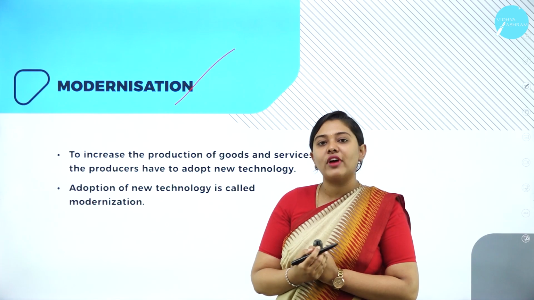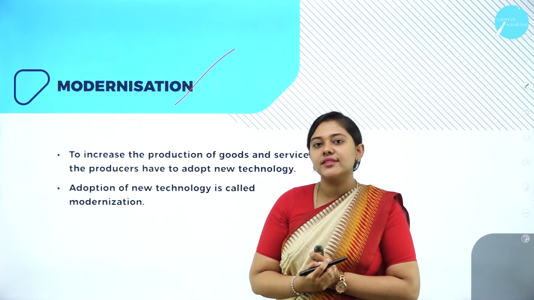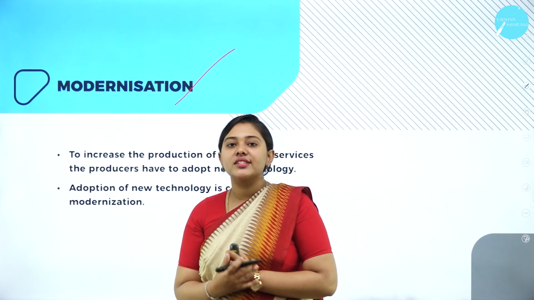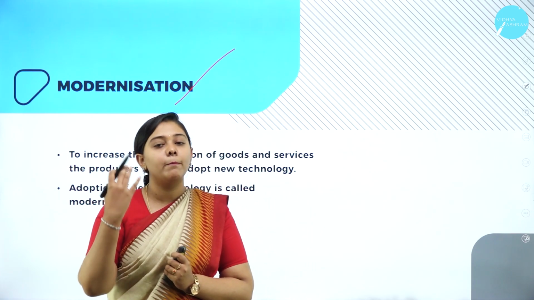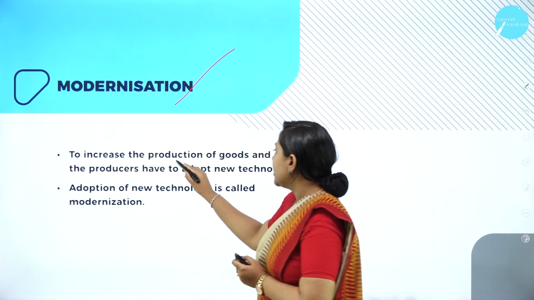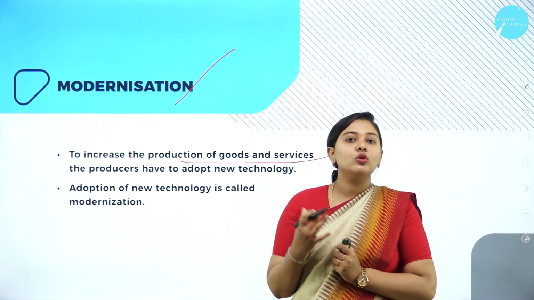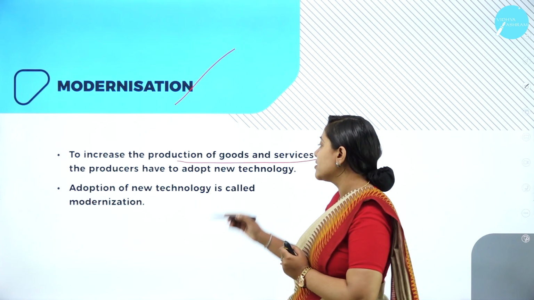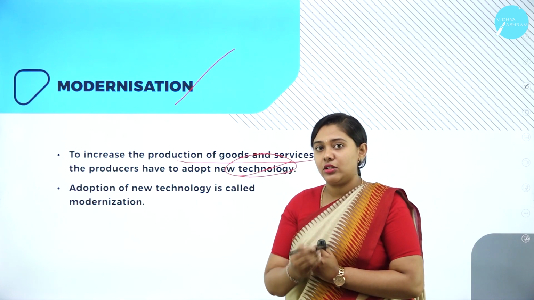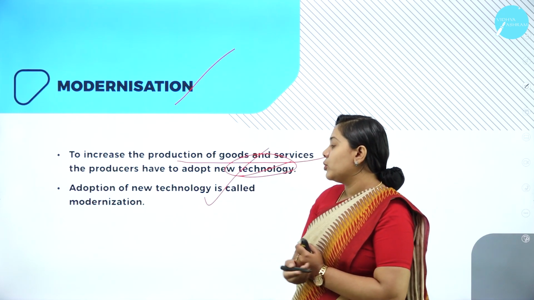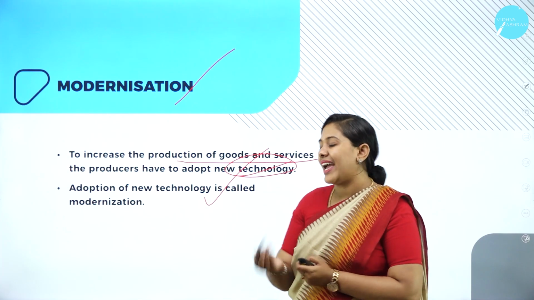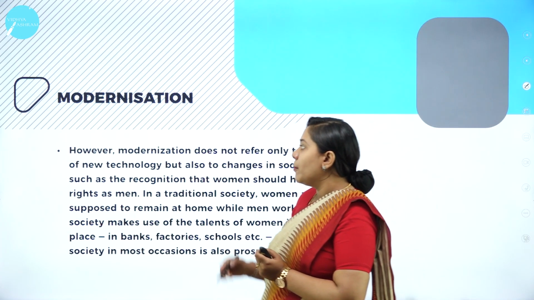The second goal of the 5-year plan is what? Modernization. The word itself says updating. Updating in terms of what? Increase in the production of goods and services. If we want to produce more goods and services, we have to adopt new technology. Adoption of new technology is called modernization, as simple as that.